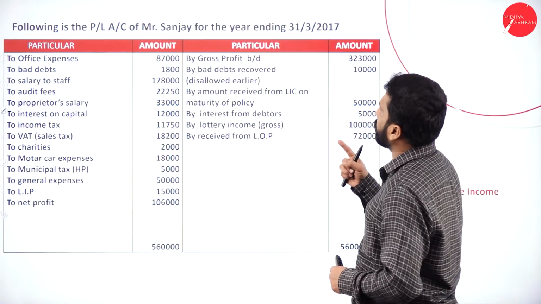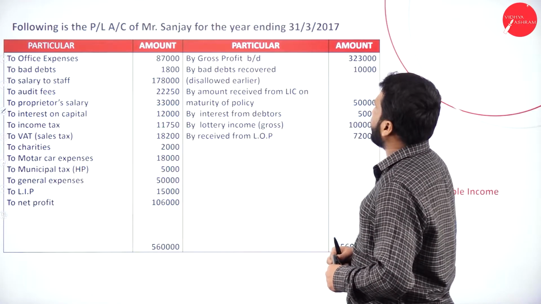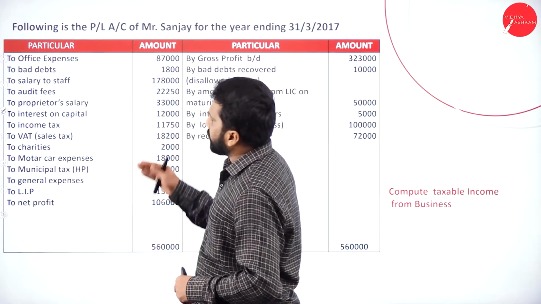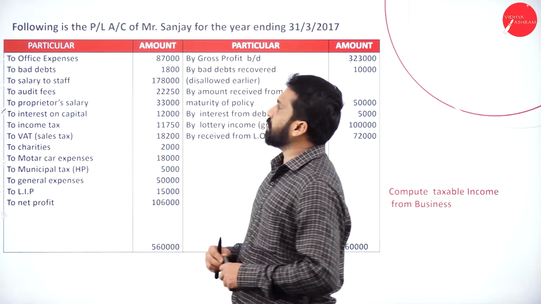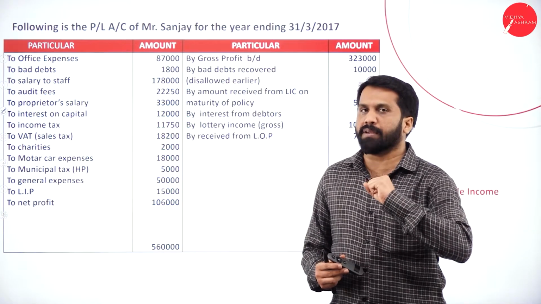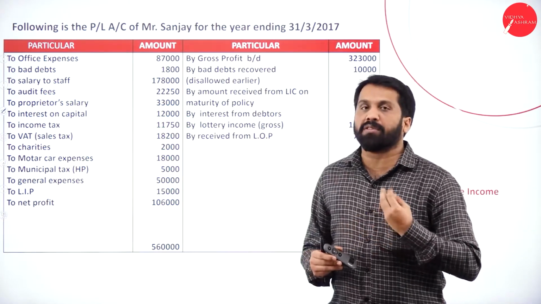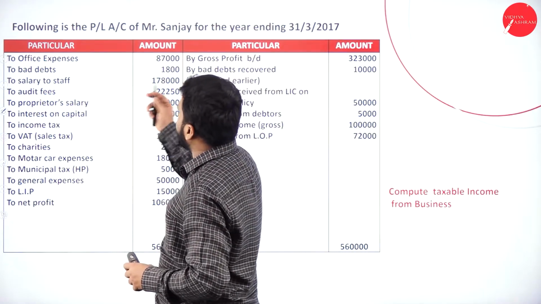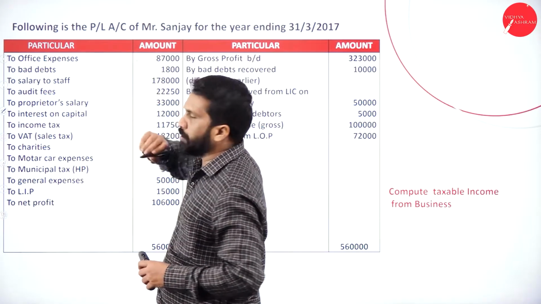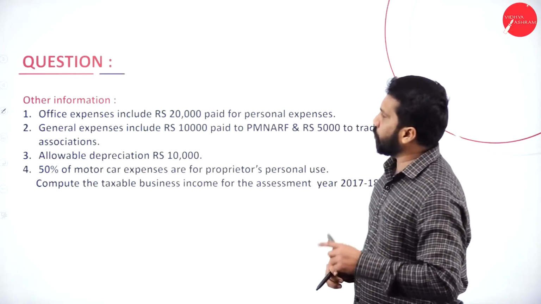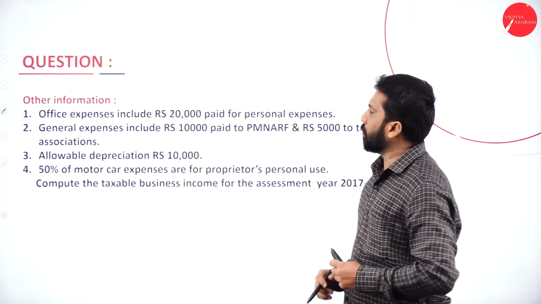Following is the P&L account of Mr. Sanjay for the year ending 31st March 2017. Now, these are the informations we have and we are supposed to find out which are your taxable income. Now, in this, we have to find out which are not related to business. Office expenses are a part of your business. Next, do we have any adjustment? We'll go to the adjustments, then we'll come back to your problem.